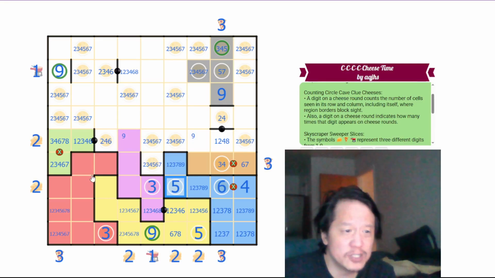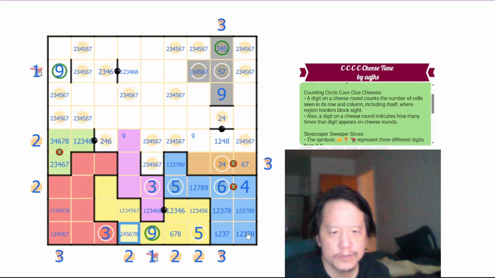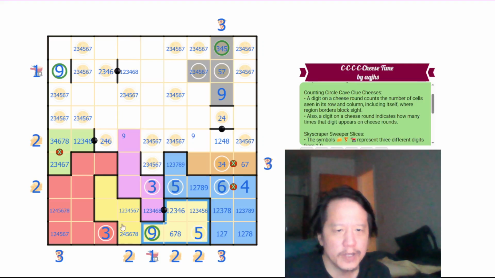I mean, it's potentially there. No 3 here. No 3 in the red region. No 3 here. No 3 there. We have to have a 3 somewhere in the yellow region, and it would have to be one of these.